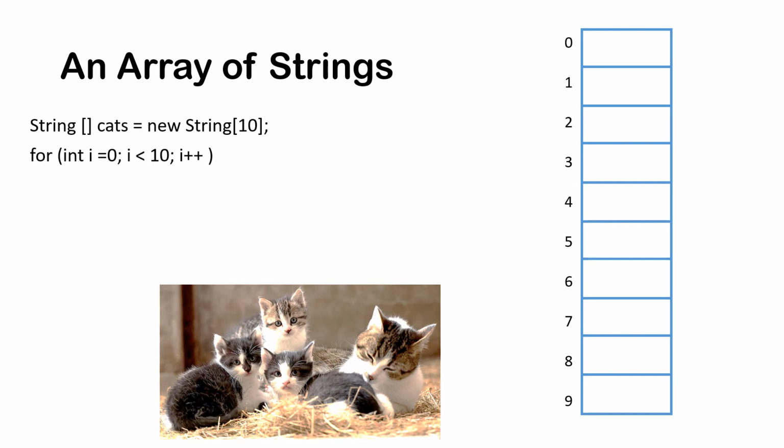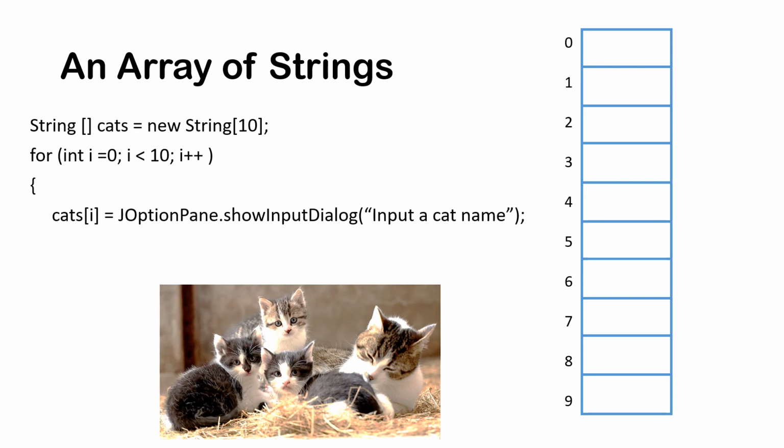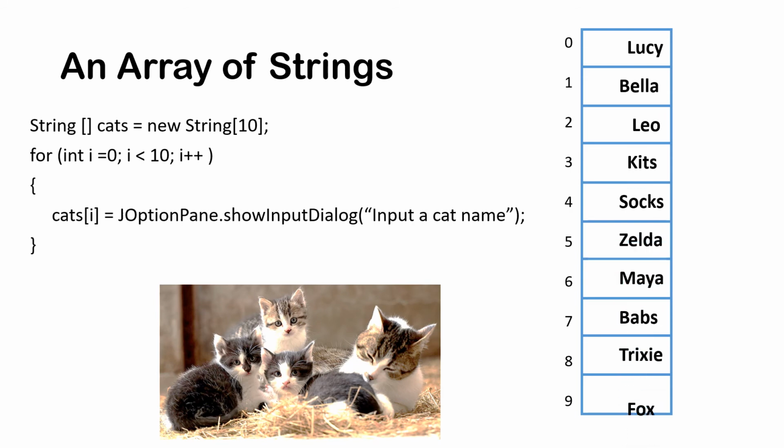We'll do a for loop: for (int i = 0; i < 10; i++). Put our curly brackets, then we'll say cats[i] = JOptionPane.showInputDialog("Input a cat name"), and close our curly brackets. And then we can input all our cat names as the loop counts from 0 to 9.